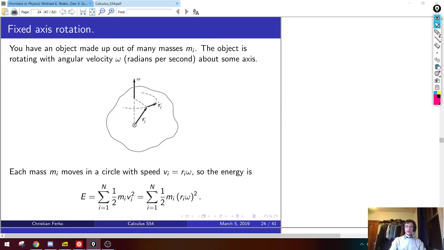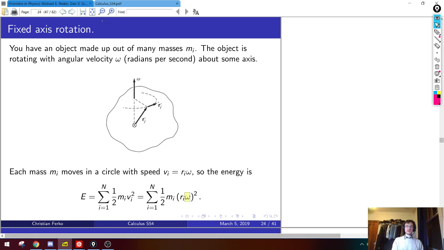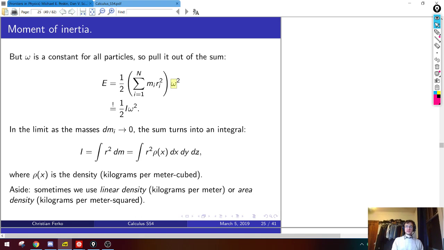Okay, so below I've simply copied what I just explained to you. These guys are moving in circles with angular velocity omega, so the energy is 1/2 sum. Now this is the total energy, E total. So the total energy is the sum from i equals 1 to n of 1/2 m sub i v sub i squared, which as we just saw is 1/2 m sub i r sub i squared omega squared. And now here's where the magic happens. Because that omega is a constant, you can pull it out of the sum. Right, we had an omega squared inside the sum, and I'm going to pull it out of the sum.